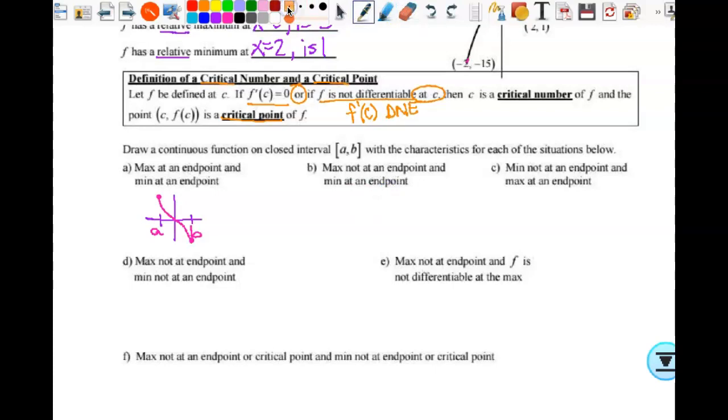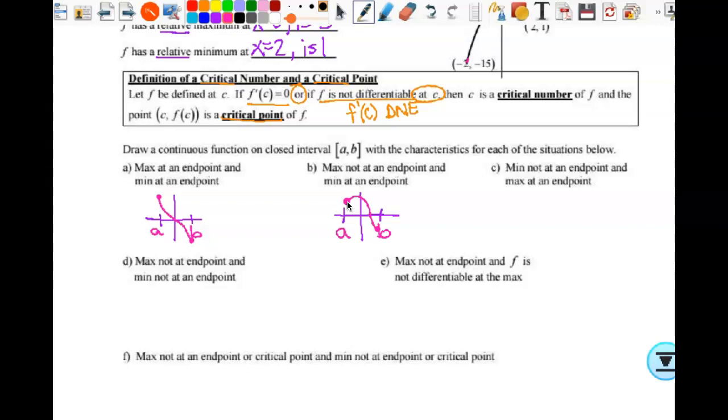All right. So then let's have a max not at an endpoint and a minimum at an endpoint. A and B again. I want my maximum not at an endpoint, but the minimum at an endpoint. I could do something like this, where there's a point and there's a point. So my maximum is actually right there, and my minimum point is there. Okay, we okay with that? So that's an absolute max right there for that interval.